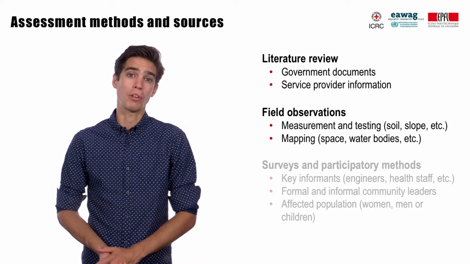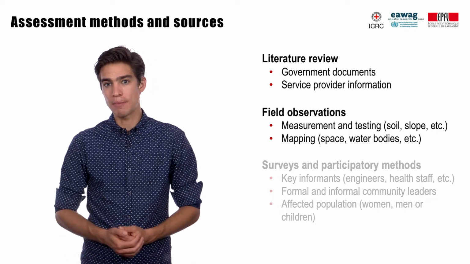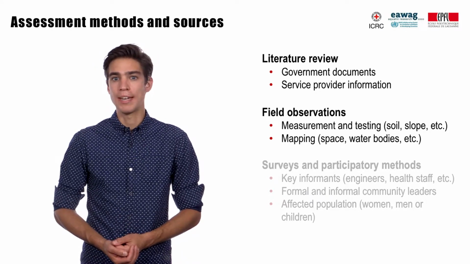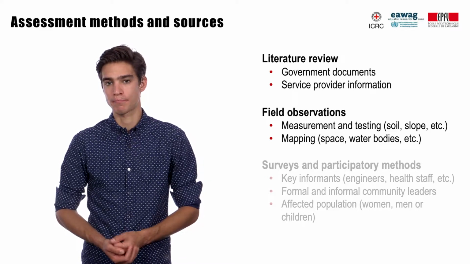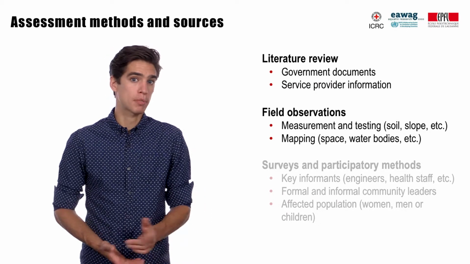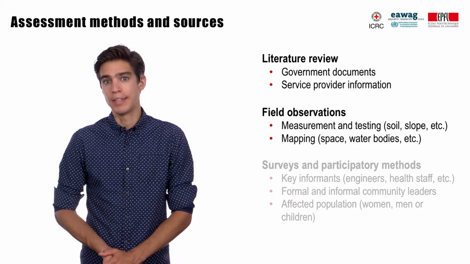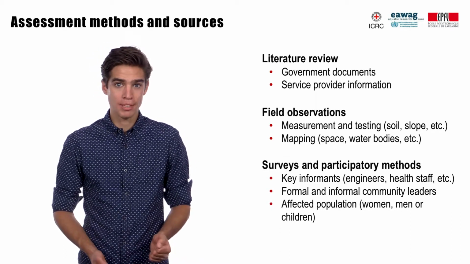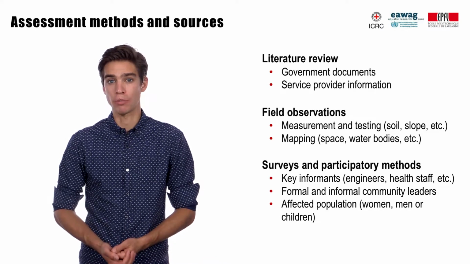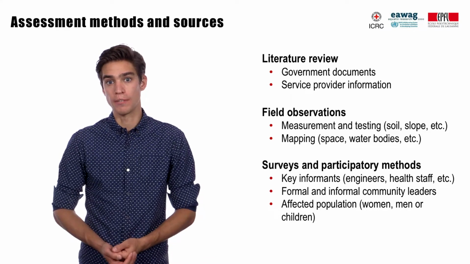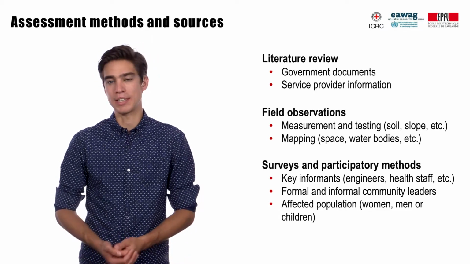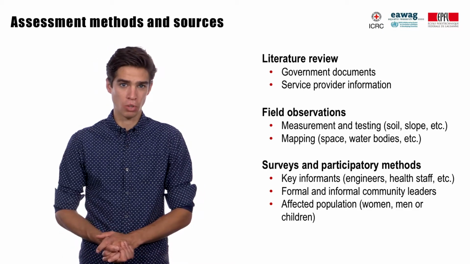Once in the field, general observations of the natural and built environment are important, as well as measurements and testing of soil, topography, and other physical parameters. Mapping of the area can be done with drones, by hand, or maps may already exist. Finally, gathering primary data from key informants, community leaders, and the affected population is crucial, as these people have a lot of knowledge of the area and are the ones that will use the sanitation system in the end and therefore need to be consulted about sanitation habits, preferred location of the toilets, etc.